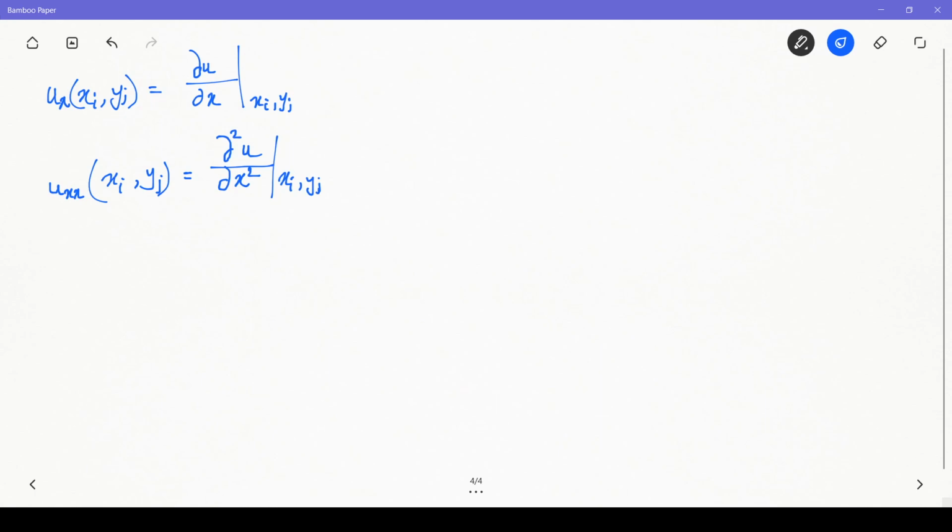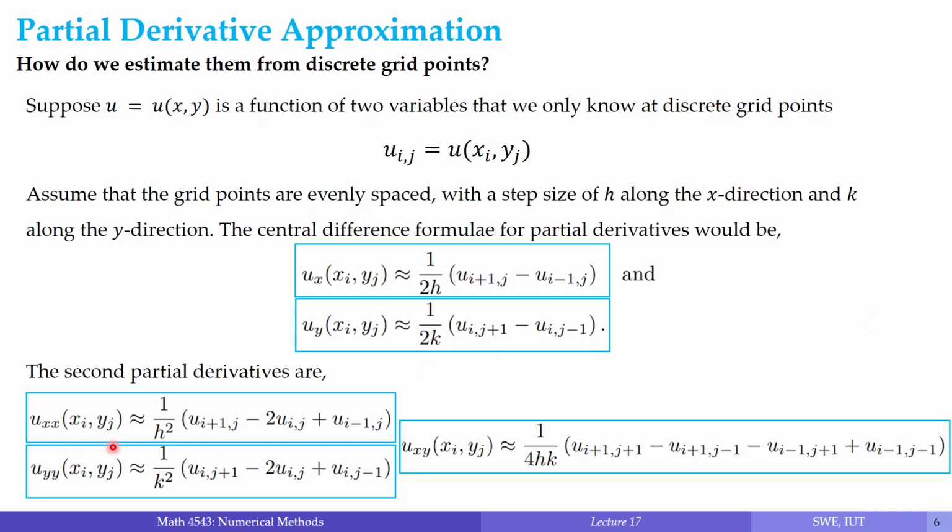Okay, fine. So we have seen the formula. Let's go back to our presentation. These two are the formulas of the second partial derivatives with respect to x and y respectively, roughly similar to the formula over here. Let's go back to our bamboo paper and try to see the bigger notation of this thing.